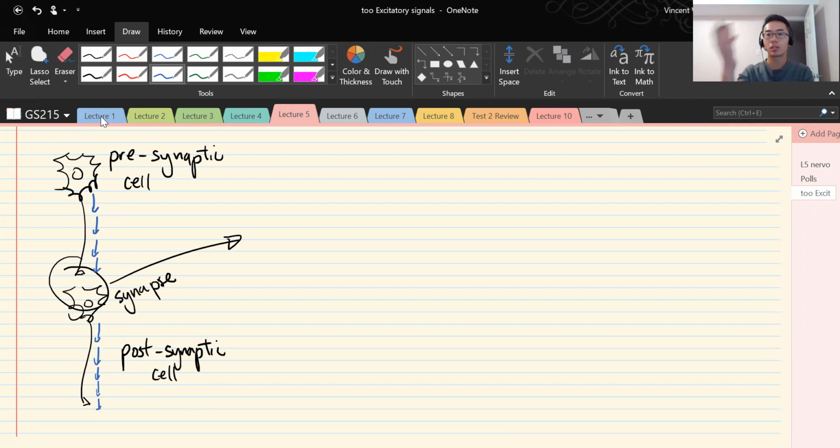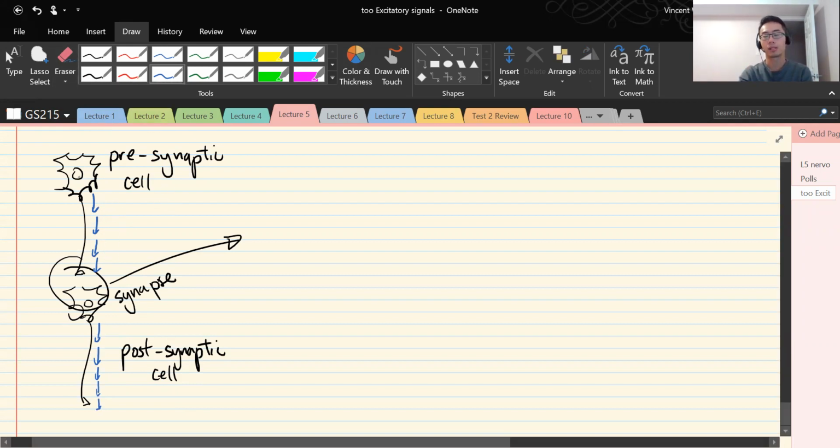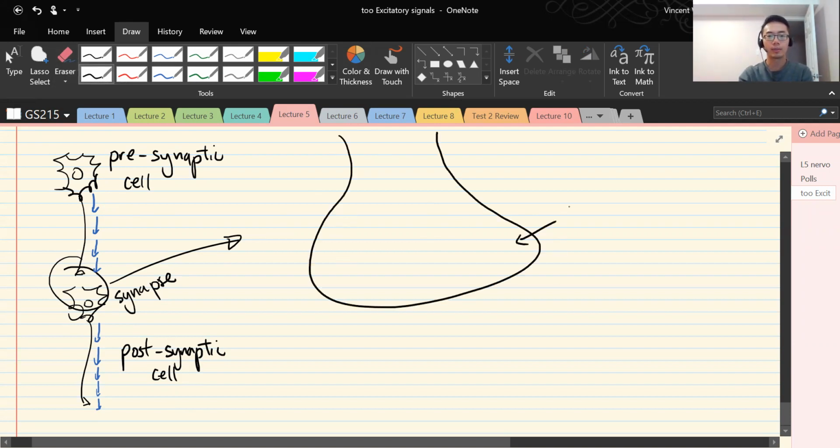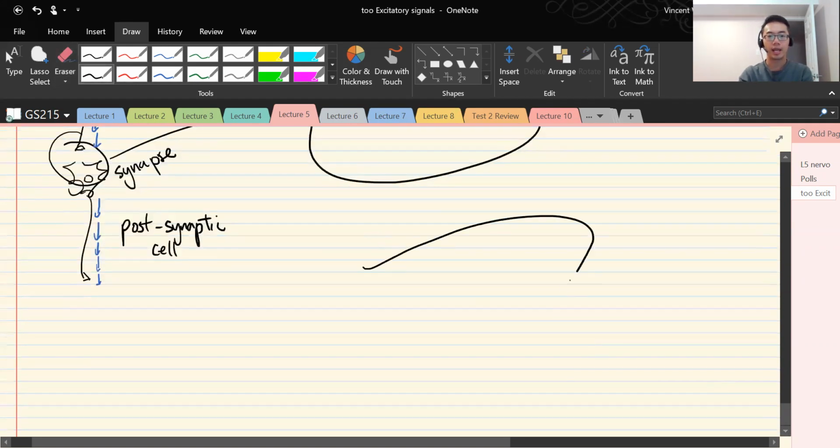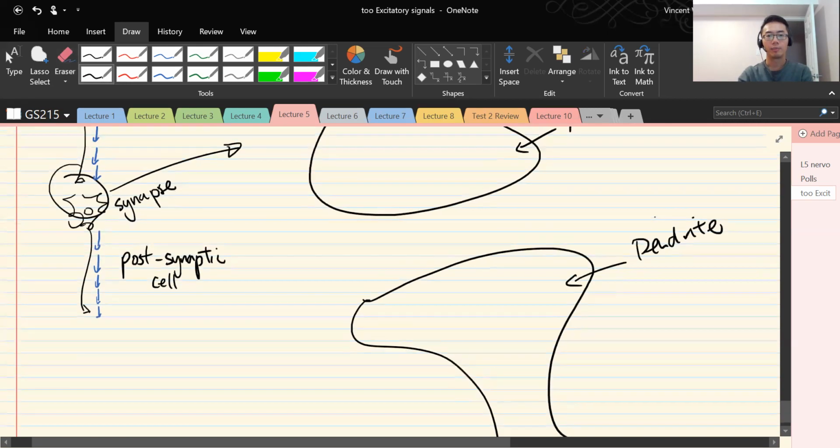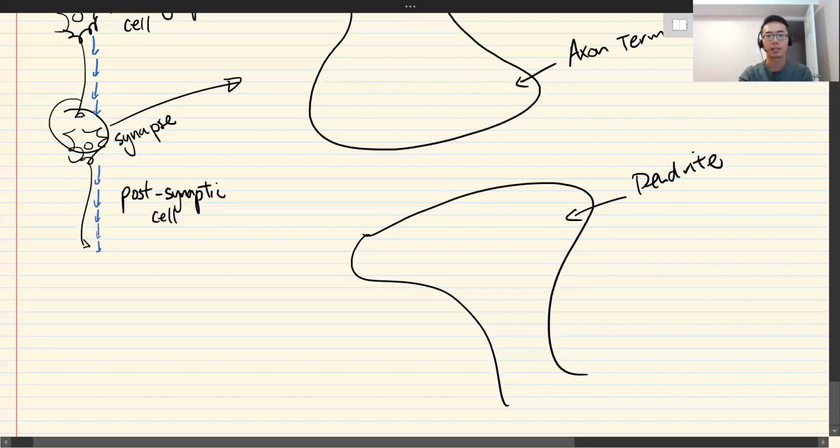So we talked about how the signal goes down the axon, the action potential. Now we're going to talk about how the signal jumps from one neuron to the next. So if I zoom in here, we're going to have the axon terminal of the presynaptic cell. And then we're going to have the dendrite of the postsynaptic cell. Let's make this big again.